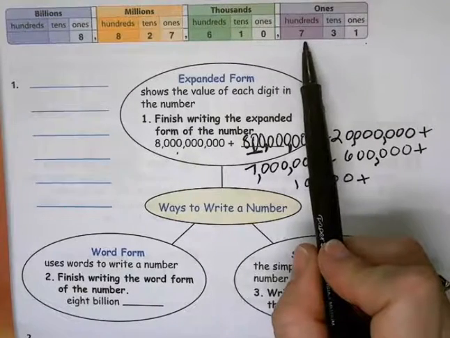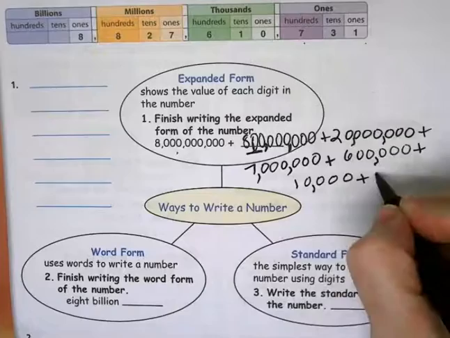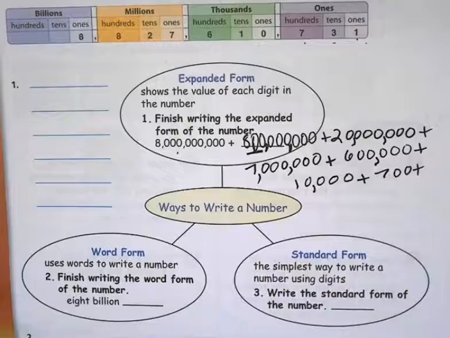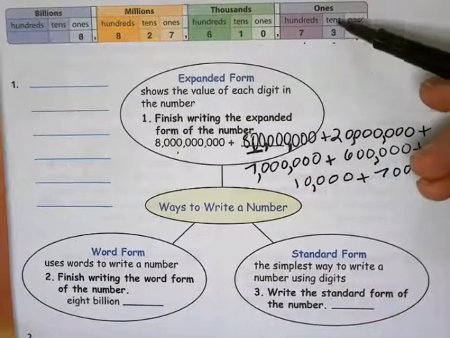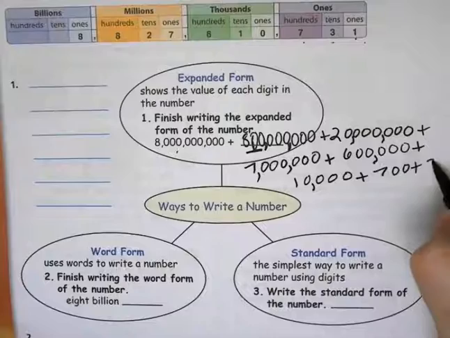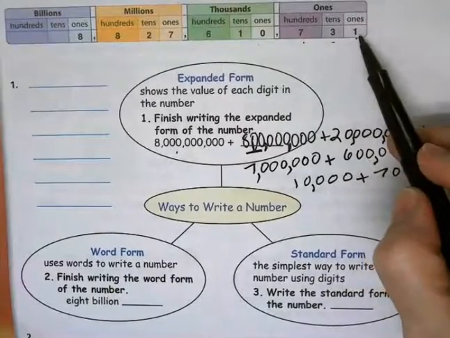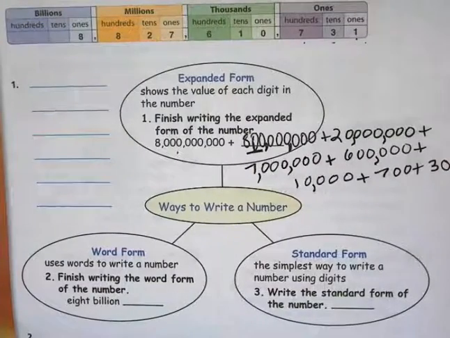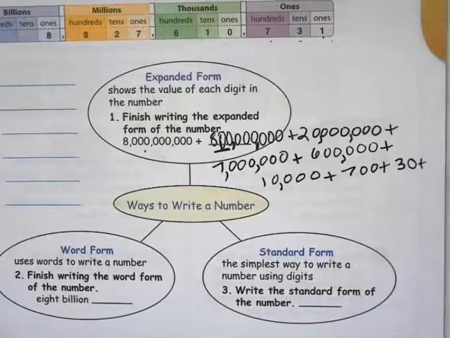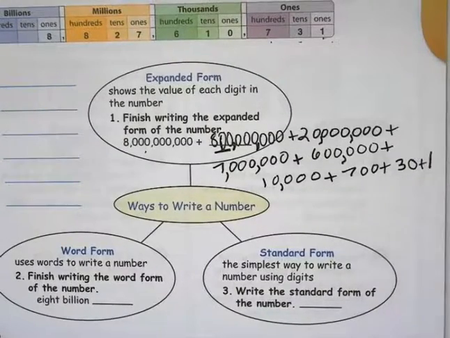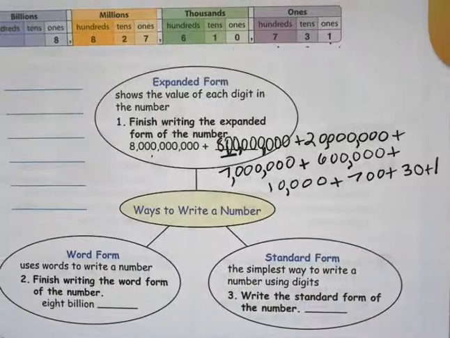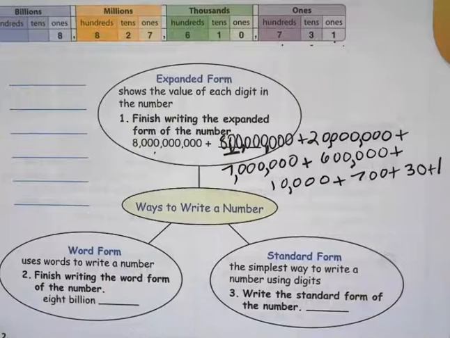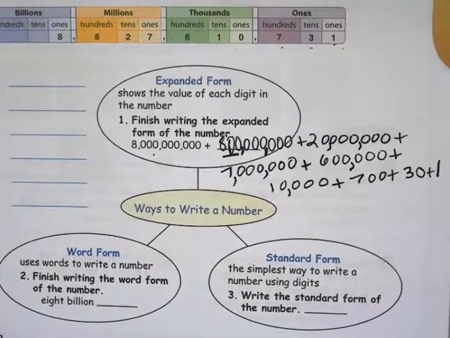Let's go to the 700s. A 7 with 2 zeros after it. Then we have 3 tens or 30. A 3 with 1 zero after it is a 30. And then we have 1 one. So we're just going to put 1. Okay, so that is what we call expanded form. You're breaking the number apart. You're showing the value of each digit when you're using expanded form.